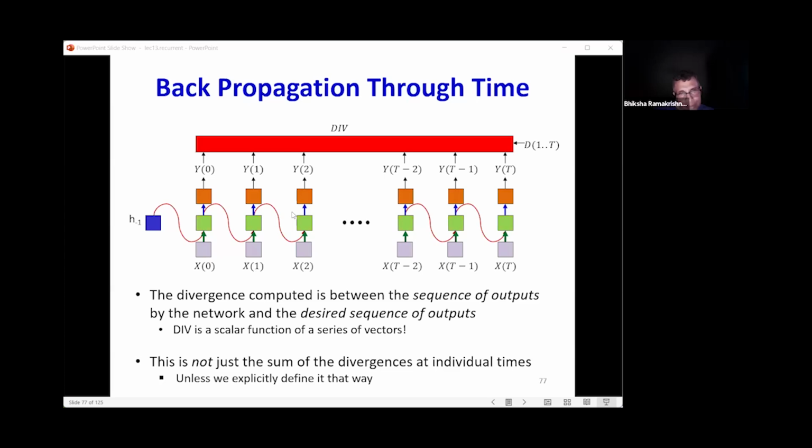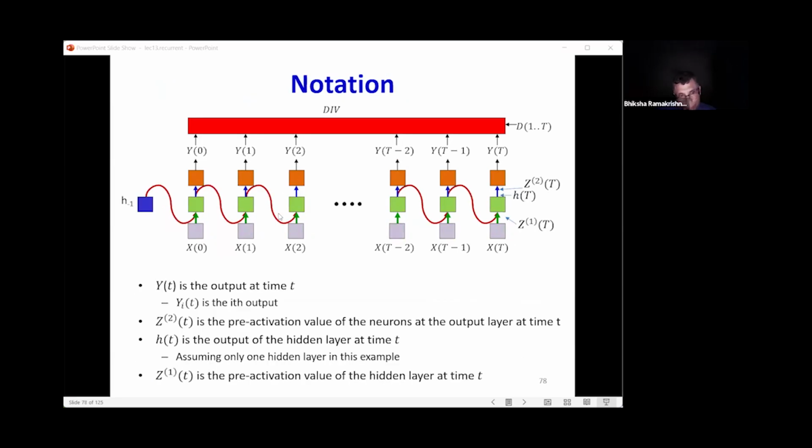Now let's see how the backpropagation happens. I just labeled a few variables. Y of t is the output at time t, and there's a subscript i to indicate the component, which I won't actually use. Z superscript 2 of t is the affine term over here. H of t is the output of the hidden layer here. This affine term is computed from H of t at any time. Z1 of t is the affine term at the input to the hidden layer. And X of t, of course, is the input, right?